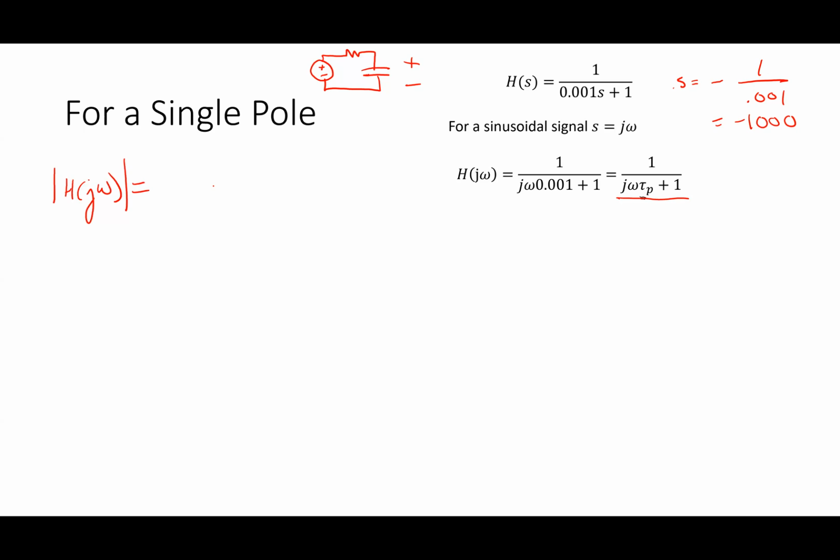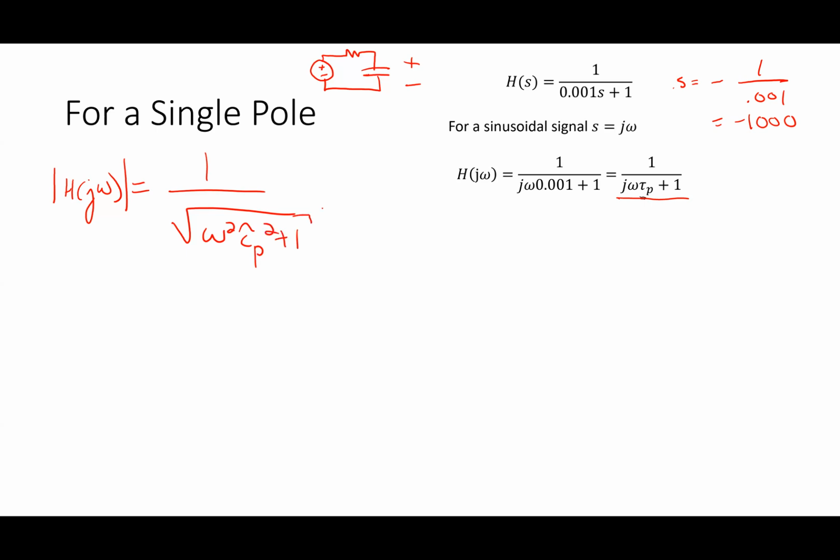Pandemic times. You guys didn't learn logs. Yeah. How do I get the magnitude of that thing? What do I do? So it's the magnitude of the top divided by the magnitude of the bottom. What's the magnitude of the top? 1. What's the magnitude of the bottom? Square root of omega squared tau p squared plus 1.